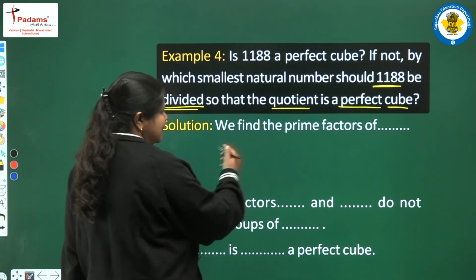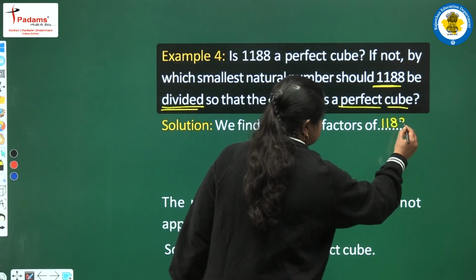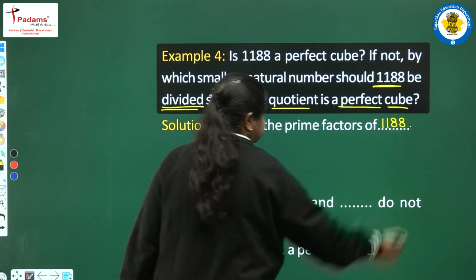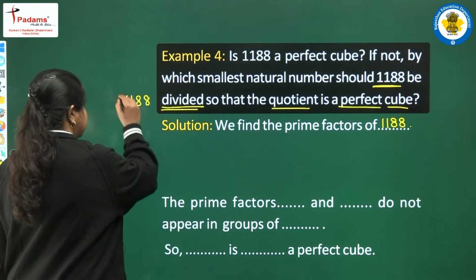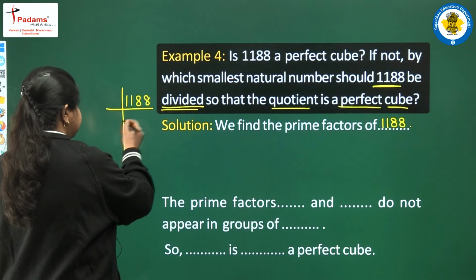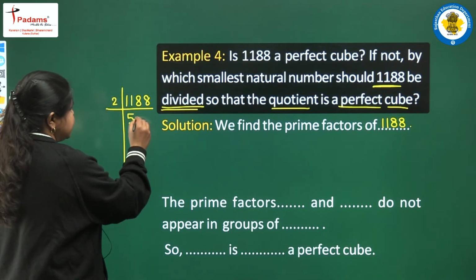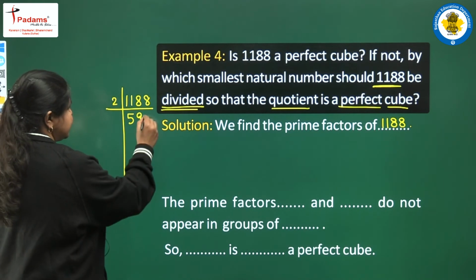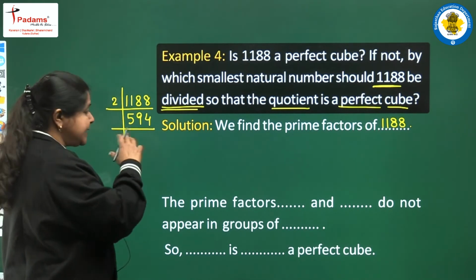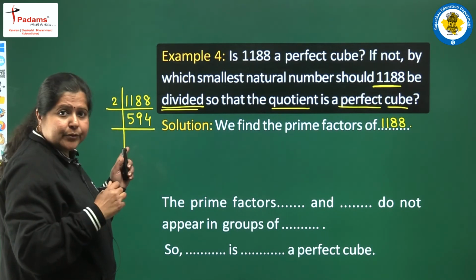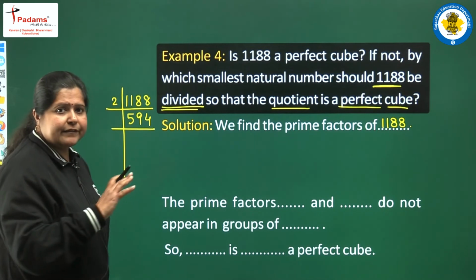So we begin first by finding the prime factors of 1,188. Let us write down this number here. Draw the lines. It is an even number, so we start with 2. 2 5s are 10, 2 9s are 18, 2 4s are 8. Now you should be able to divide all this in your mind. If you are unable to do it, then you can use the rough work, rough paper, otherwise try to divide it directly.